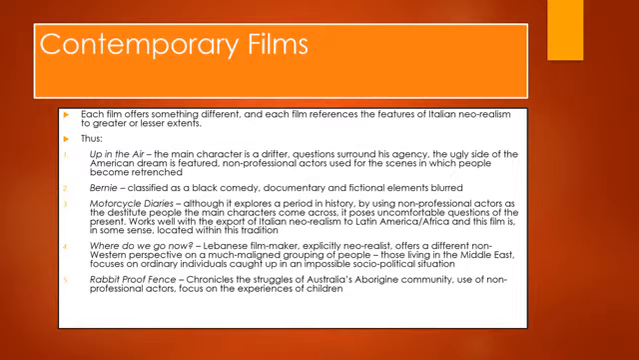Right, and this is the number 5. This is the big one. This is the one I would like you to focus on, particularly if you're struggling, because it's very, very explicitly linked to Italian neorealism, and that's Rabbit Proof Fence. And it chronicles the struggle of Australia's Aborigine community. It explicitly uses non-professional actors. The main character, Molly, and her 2 sisters are non-professional actors. And again, the focus is on the experience of children. And we know children play a big part in Italian neorealism.